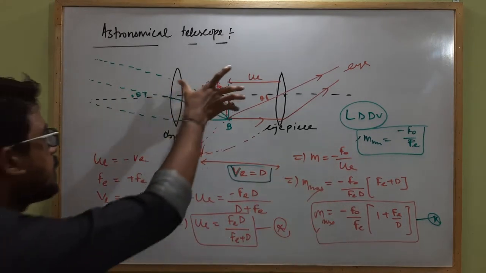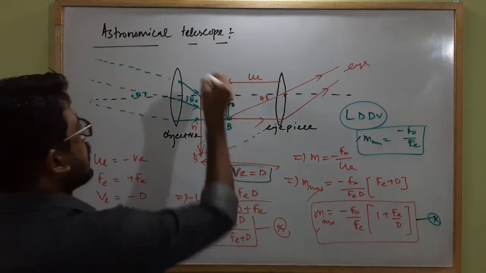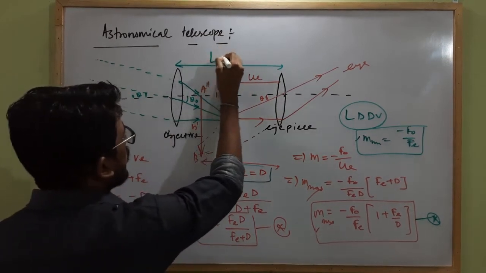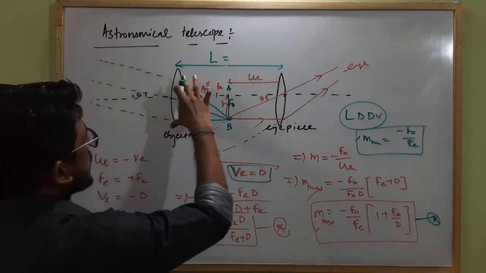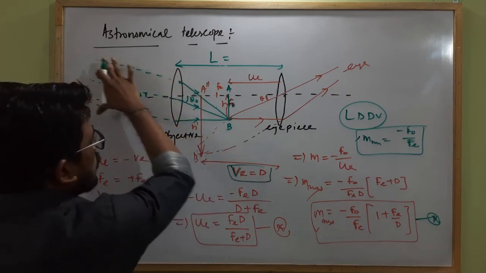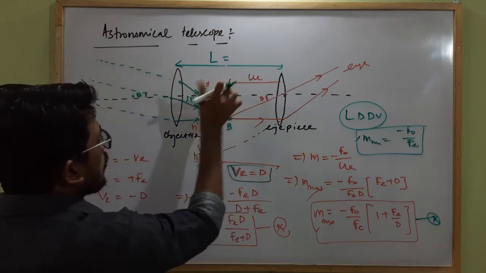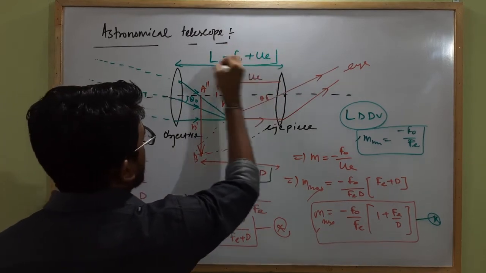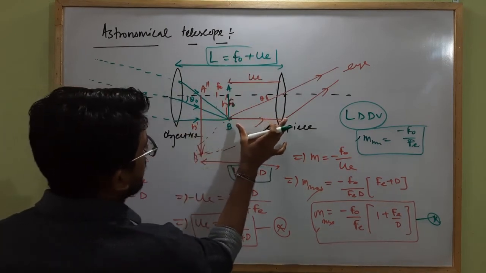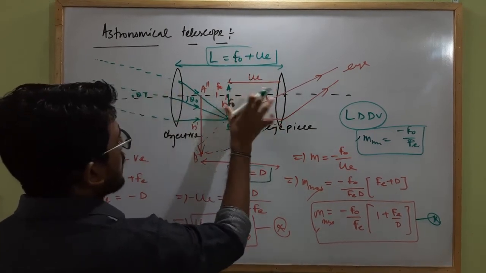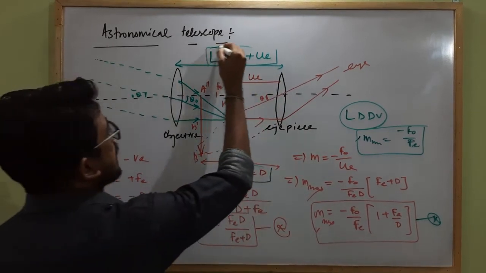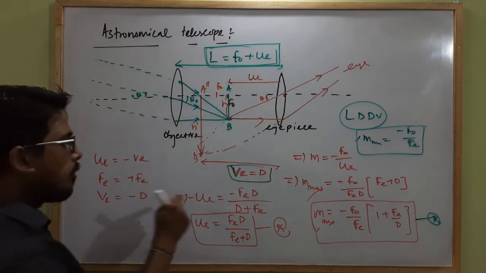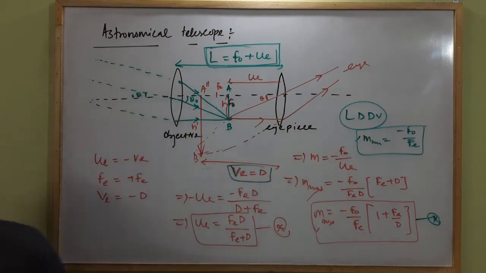And what is the length of the tube? The tube length, or the distance between the eyepiece and the objective. So in general, the tube length L will be equal to how much? Initially the object which is at far distance will form its image at the focal length, so U0 equal to F0, that is fixed. So the tube length will be F0 plus UE, because this distance is F0 and from the eyepiece to the image formed by the objective, the distance is UE. So generally the length of the tube L is equal to F0 plus UE. In case of normal adjustment, the length of the tube will be how much?